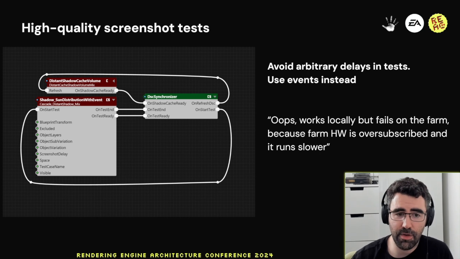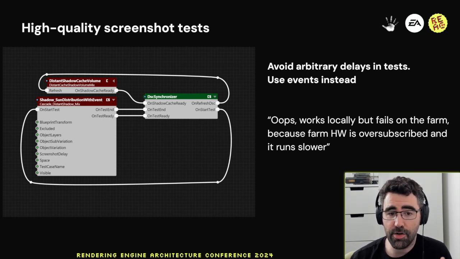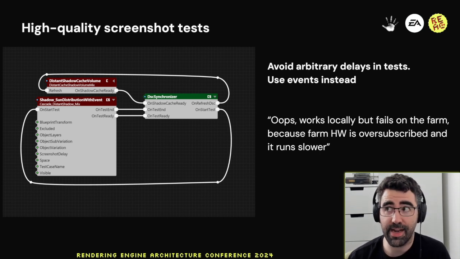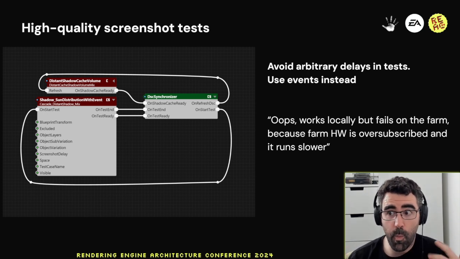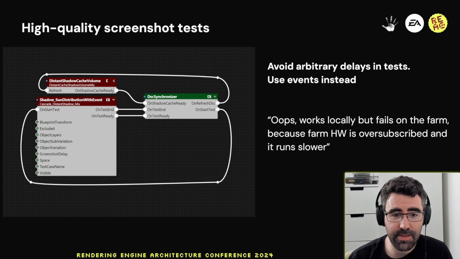Until the cache is fully ready and stable, no screenshot can be taken. But also this means that you don't wait arbitrarily delaying your tests when the cache is ready or is already fine to take the screenshots with. So this allows us to first be a lot more robust because we never take a screenshot when we shouldn't, and also be faster because we don't have to speculatively wait and hope that we are done. So we don't have to wait more than we should.